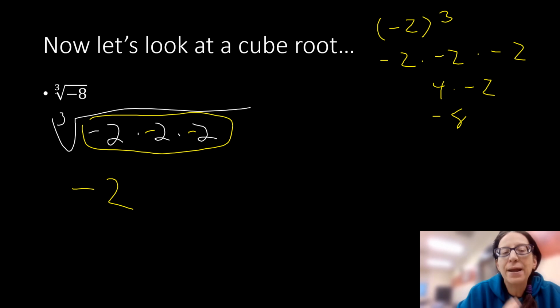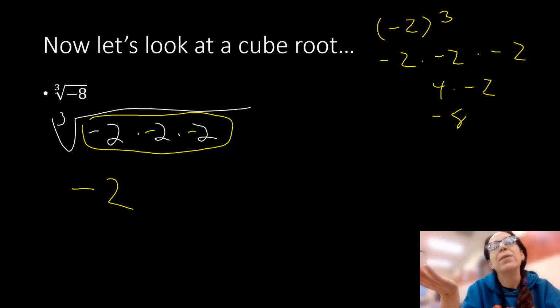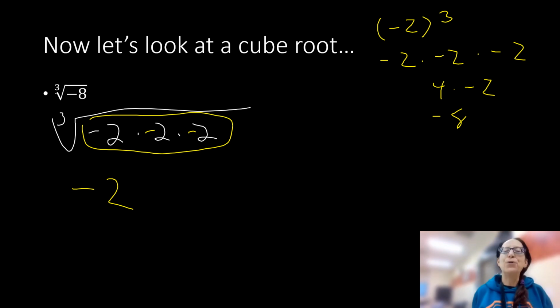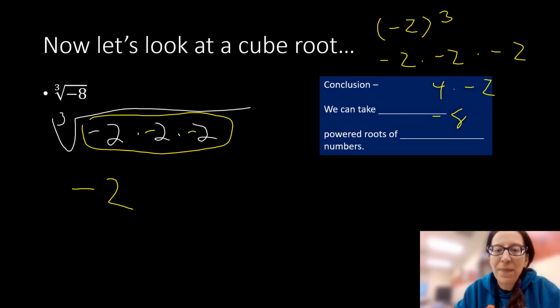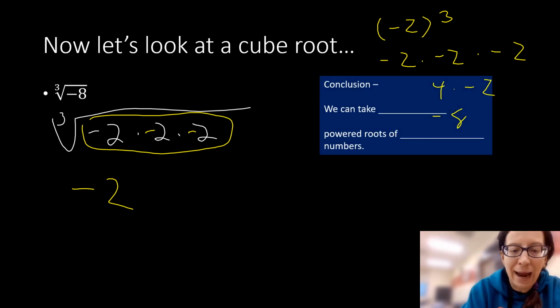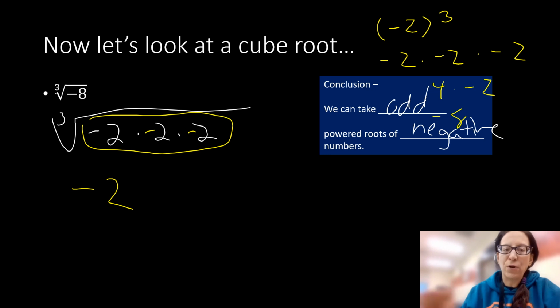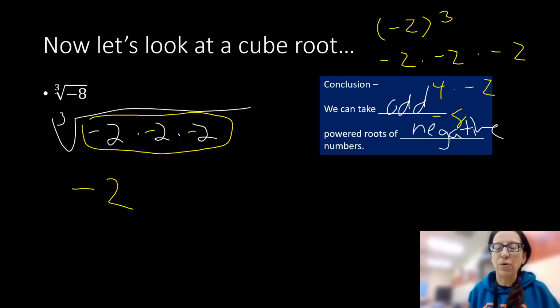Now you might be thinking, well, I would have never thought to have done that. That's why you sit in a class and have a lesson, so you can be aware of that. Now, what does that mean? How can you apply that? What that means is that we can take odd powered roots of negative numbers. So the i's show up whenever you have even roots, like a square root or a fourth root or a sixth root and so forth.